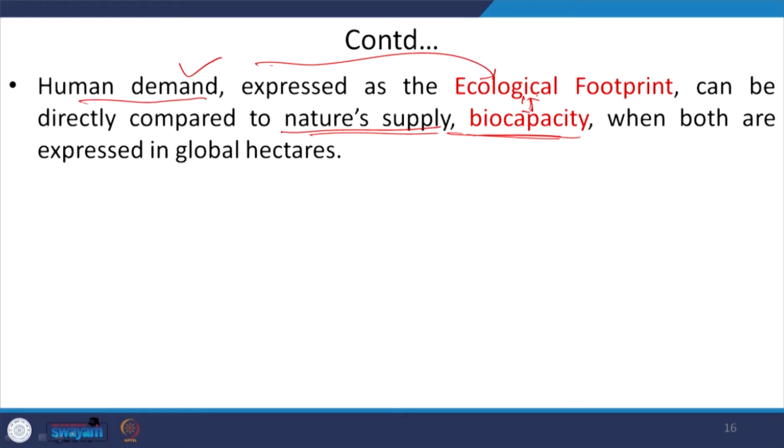So, these two terms can be compared. When can they be compared? They have different measuring units, but when these two concepts are measured in the same units, that is in global hectares, that is why they can be compared.